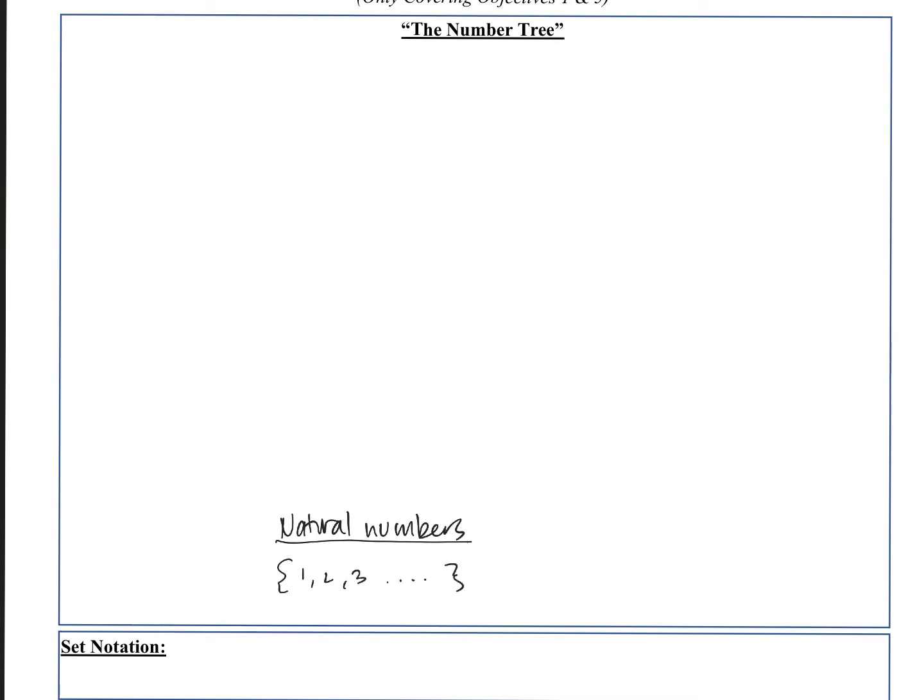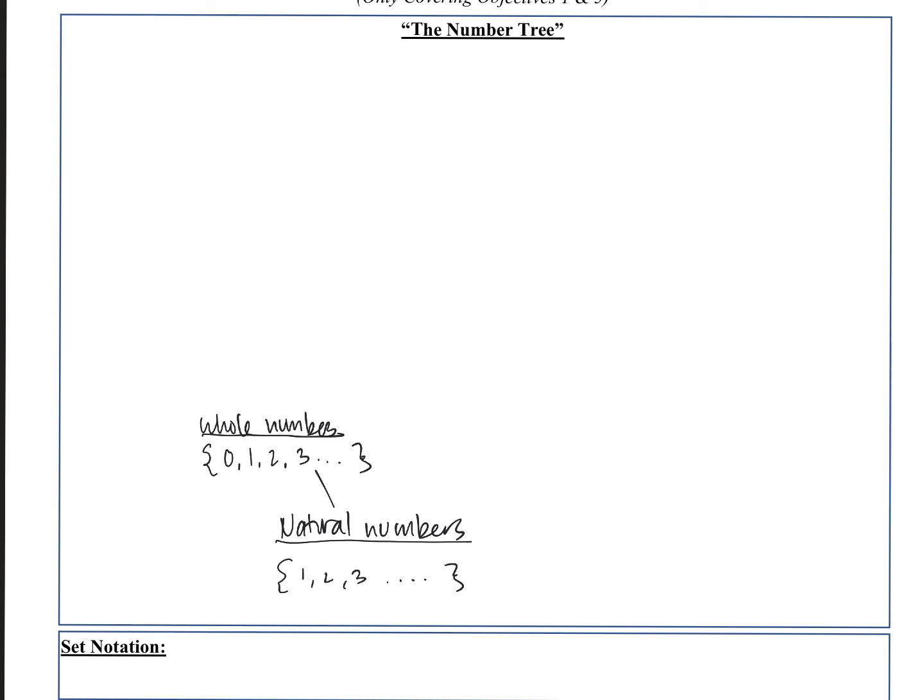Now, natural numbers fall underneath something that we call whole numbers. The only thing that whole numbers contains that's different than natural numbers is that it also contains 0, which is how I remember whole numbers, because whole looks like a 0, wholes are zeros, right? So whole numbers, all you do is add in that 0, and there you go.